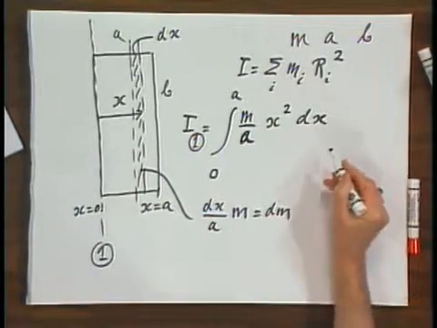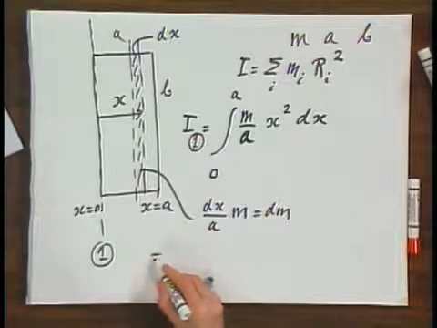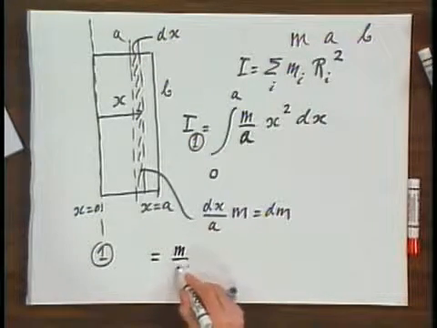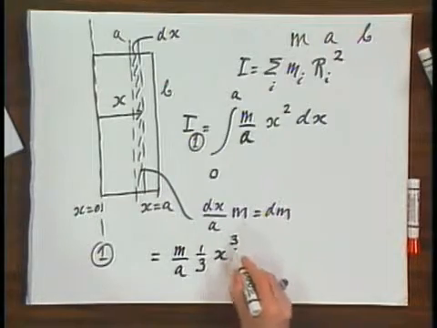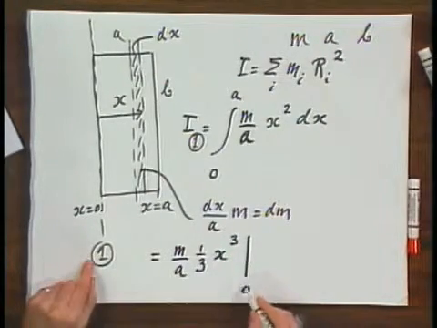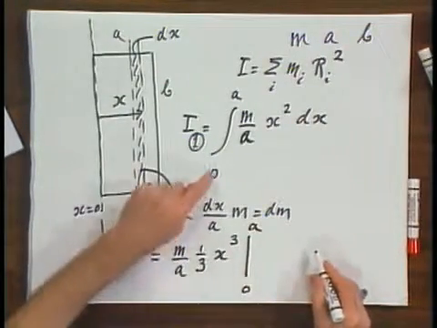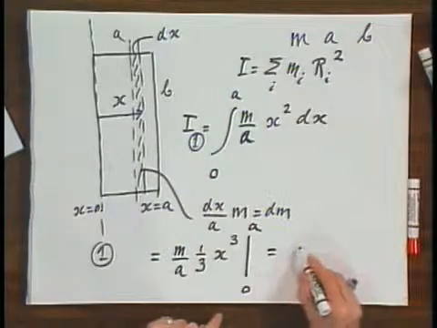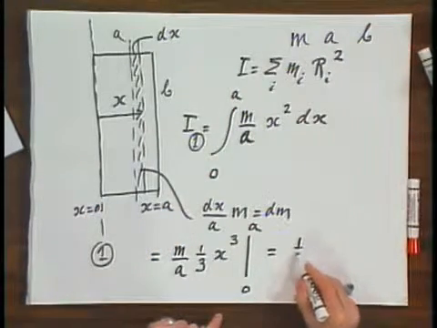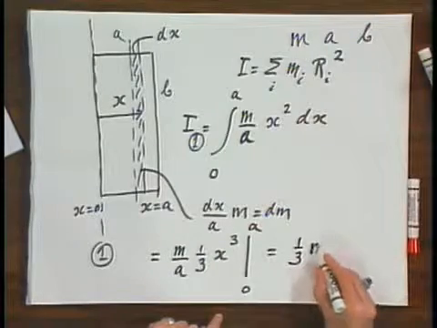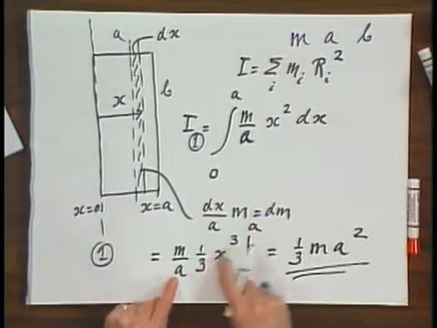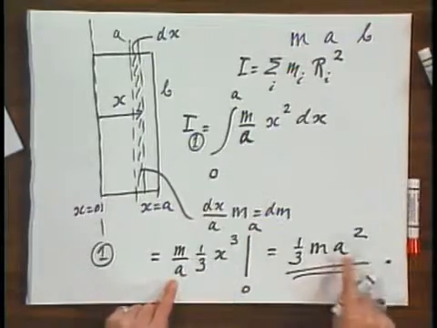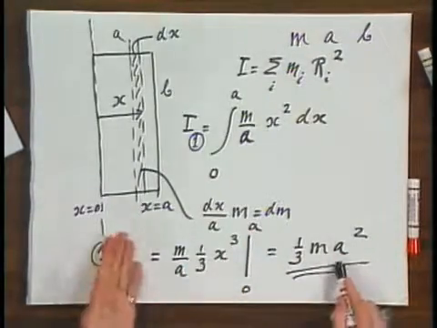And this is not a very difficult integral. That integral becomes m over a times 1/3 x to the third, and I evaluate that between 0 and a, because x goes from 0 to a, and so this becomes 1/3 m times a squared. See, I lose one a here, I get an a to the third and an a downstairs, I have a squared.